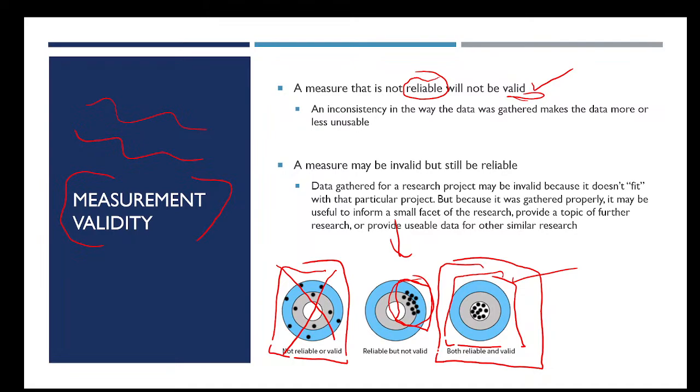Sorry, the data gathered for a research project may be invalid because it doesn't fit with a particular project. So gathering it incorrectly, or gathering data that's for something completely different, right? That might be a different piece of information because of the way you're using a tool or the way you're asking a question, or a set of questions. Some nuances might get you data that's invalid but might still make sense. Okay, does that all make sense?